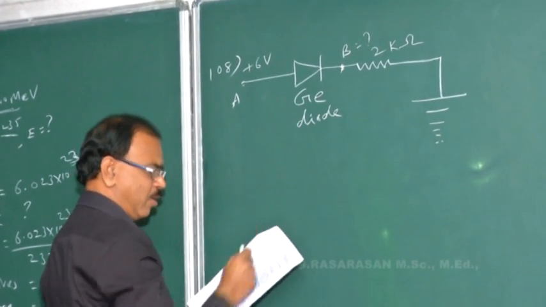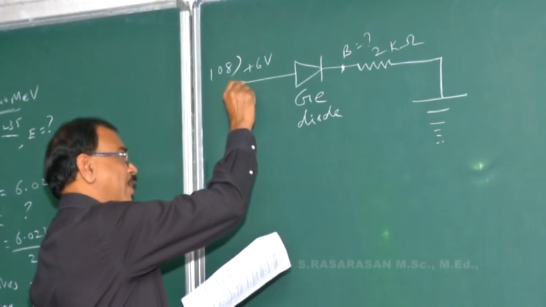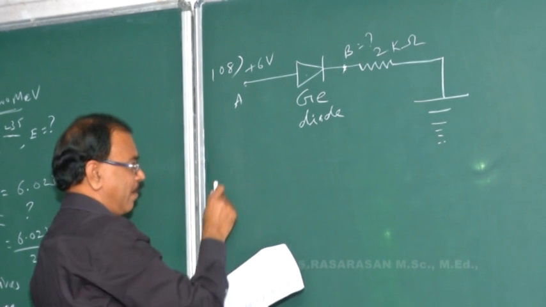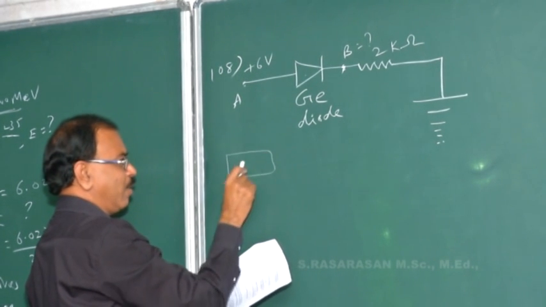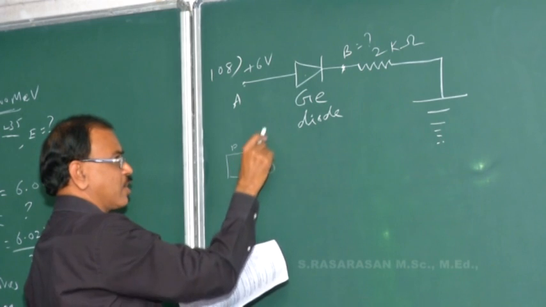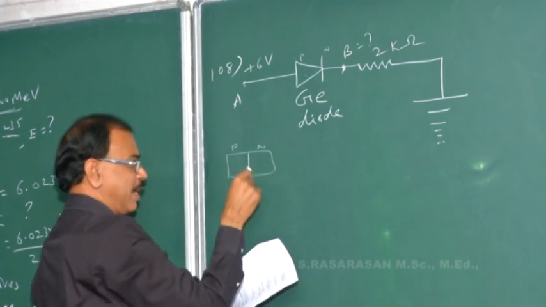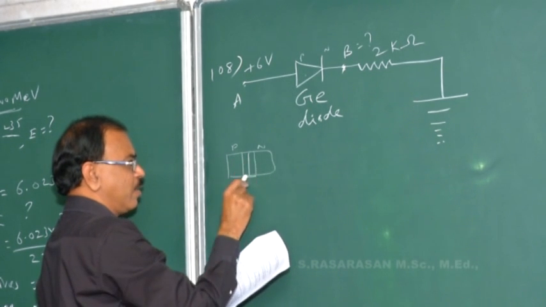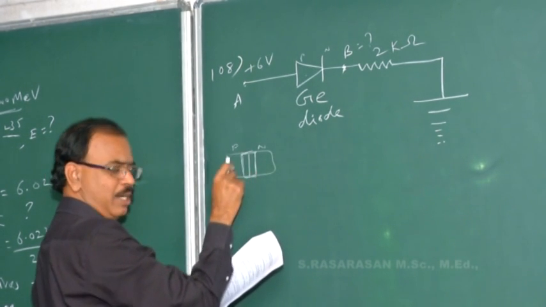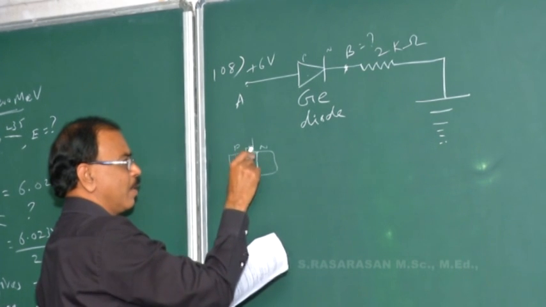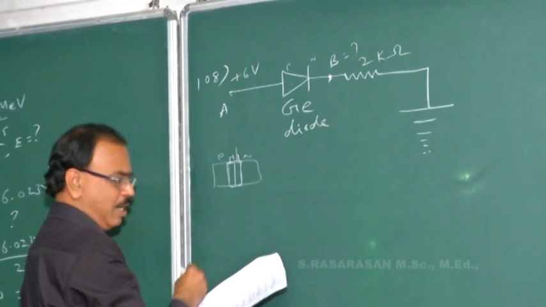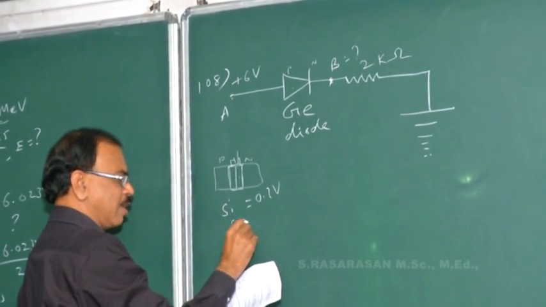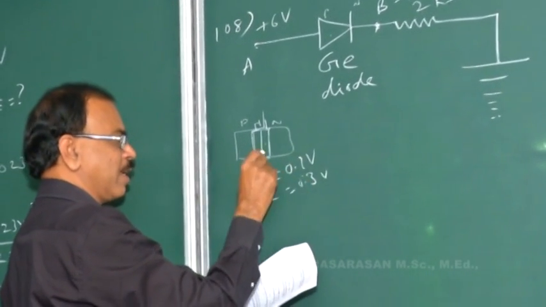It is a germanium diode. Whenever we give the potential to the diode, say the theoretical diagram of the PN junction diode: P type, N type, theoretical diagram, actual symbol. And here there is one depletion region, barrier potential. Do you remember? There is one barrier potential. If it is silicon, it is approximately 0.7 volt. If it is germanium, it is approximately 0.3 volt.